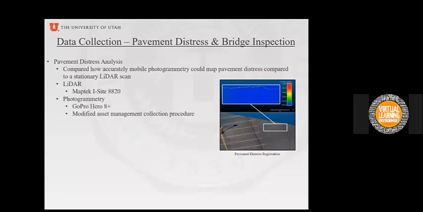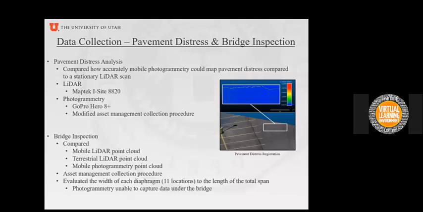And then for our bridge inspections, we compared a mobile LiDAR point cloud, a terrestrial LiDAR point cloud, and a mobile photogrammetry point cloud. The mobile photogrammetry point cloud was created using just our traditional asset management collection procedures on the highway. What we did was evaluate the width of each diaphragm, so 11 separate locations on this bridge span, to the length of the total span.